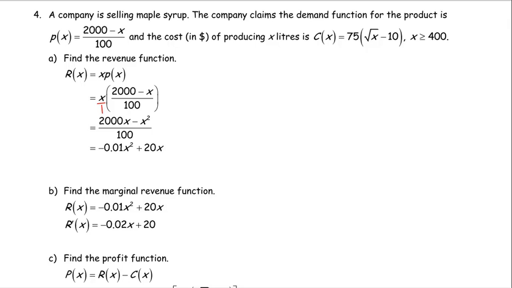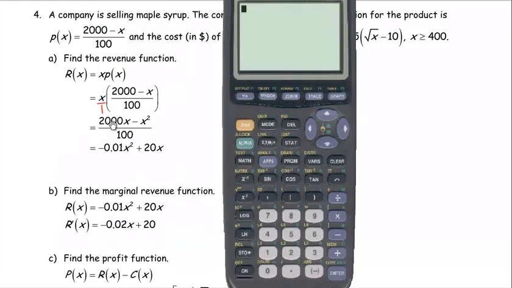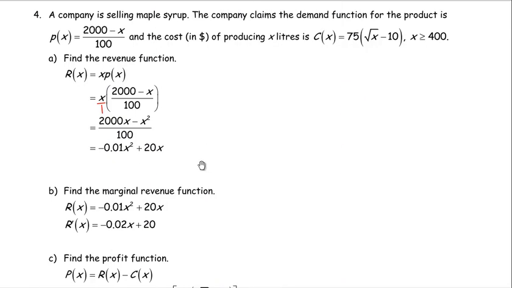And now I want to simplify my function here. 2000x divided by 100, 2000 divided by 100 is 20. So that's going to be a 20x. And negative, well, there's a 1 there, right? So negative 1 divided by 100. So the coefficient of the x squared term is going to be negative 0.01. So that's my revenue function, and in B it asks to find the marginal revenue function.